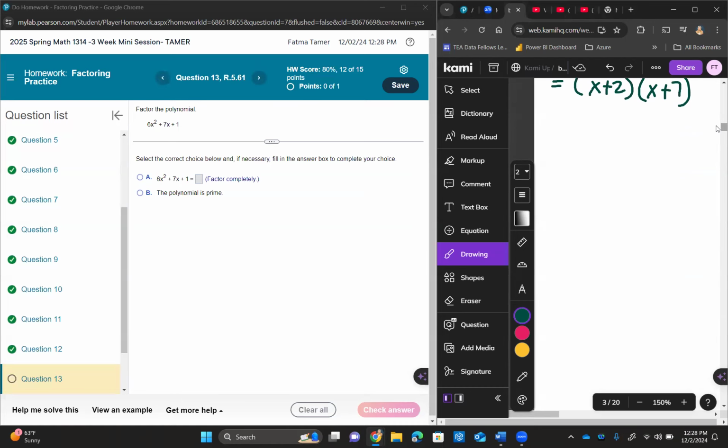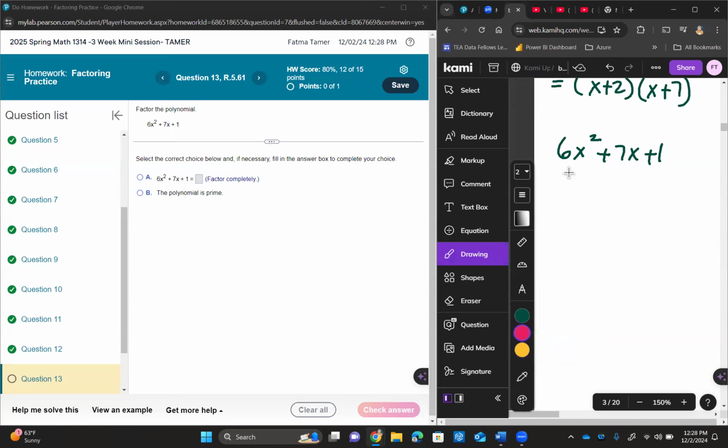Now, starting this one, we're getting a number in front of x squared. So 6x squared plus 7x plus 1. I can no longer focus on the last number and try to break it down and see what numbers will be multiplied to 1 and their sum will be 7. That method will not work anymore because of the 6 in front of the x squared. So this will be the harder version of the trinomials.